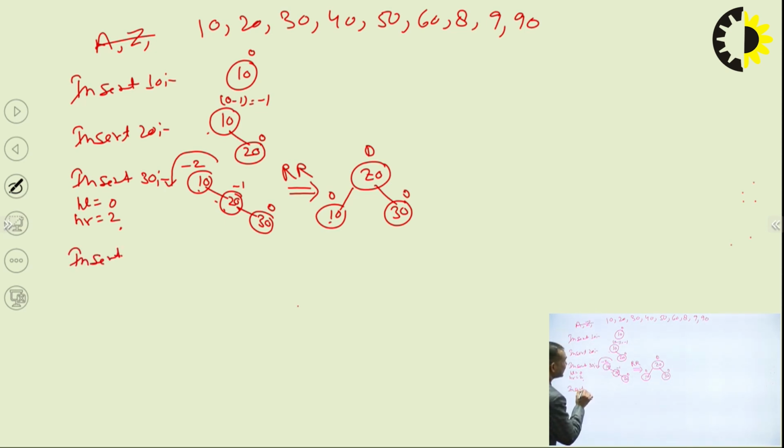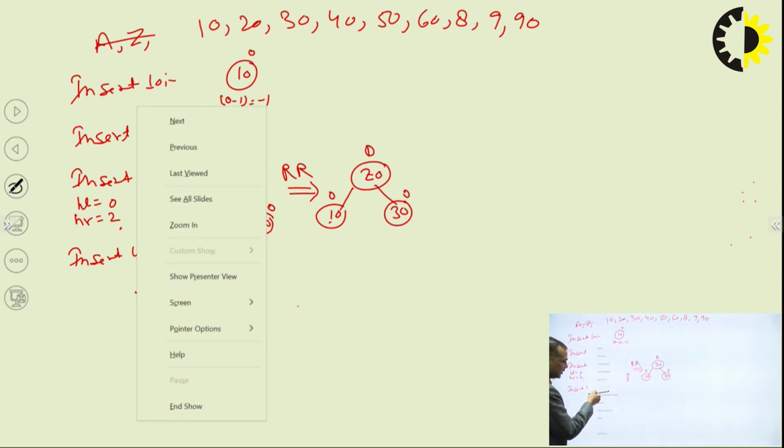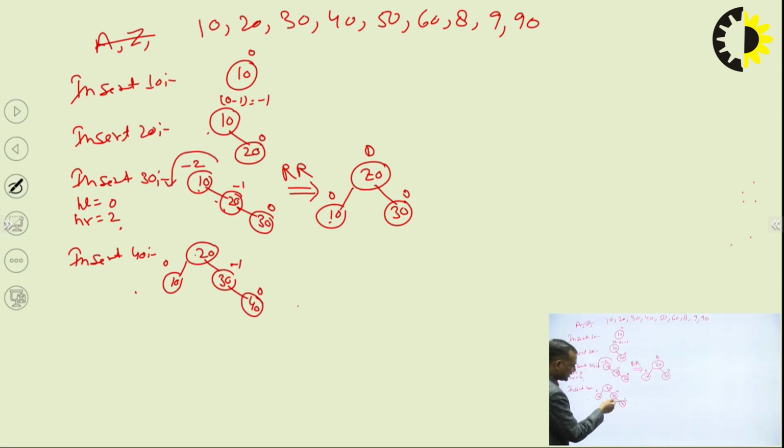Now we have to insert the next element, that is 40. So what is our final tree? That is 20, 10 and 30. 40 is larger than 20, larger than 30, so we insert it here. Balance factor of 40 is 0. 30's left height 0, right height 1, that is minus 1. 10's balance factor: left height 0, right height 0. 20's balance factor: left height is 1, right height is 2, so 1 minus 2, that is minus 1, means it's okay. So we insert the next element.